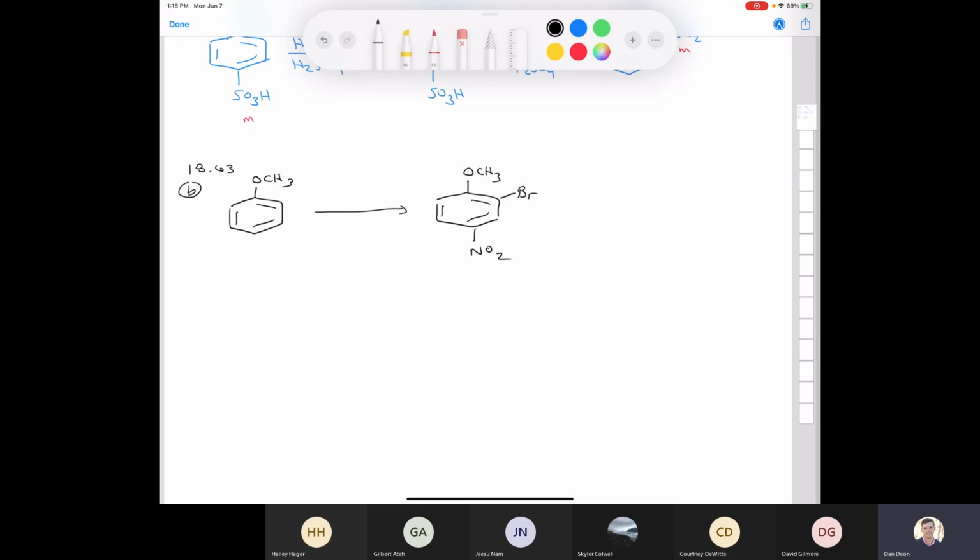Well, the first thing that I think about with this problem, oh, did I put it in the wrong spot? I did. I'm looking at the other problem, aren't I? I'm looking at the same problem. So we want to have the bromine here, sorry, and the nitro right here.